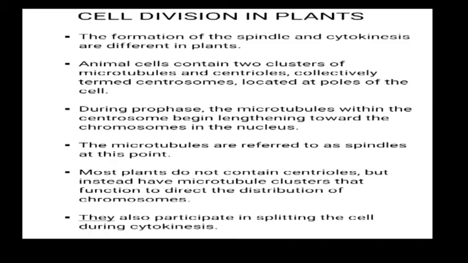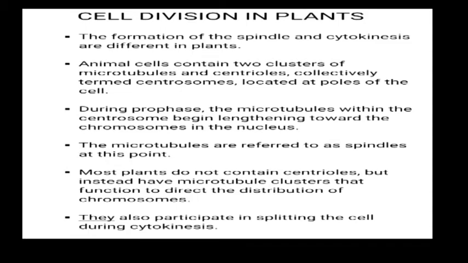The animal cells contain 2 clusters of microtubules and centrioles. But in plant cells, this special structure, that is centriole, is absent. In animal cells, these microtubules and centrioles together are termed centrosomes. They are located at the poles of the cell. During prophase, the microtubules give rise to spindle.